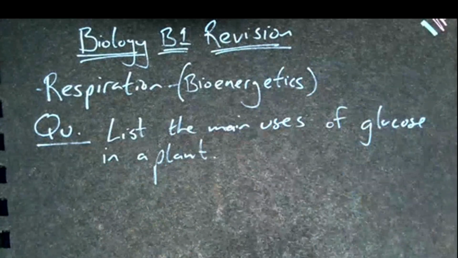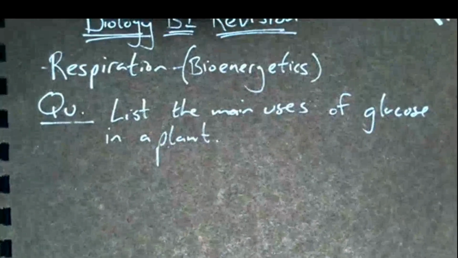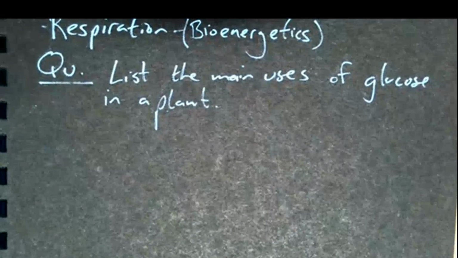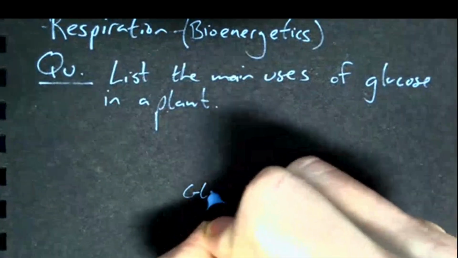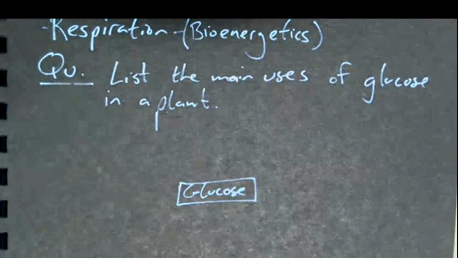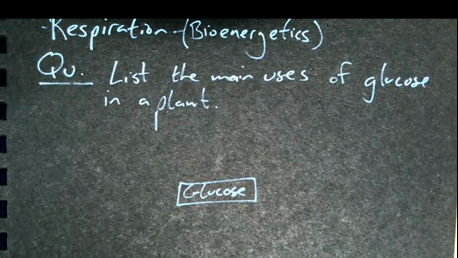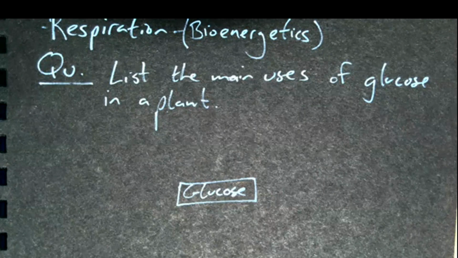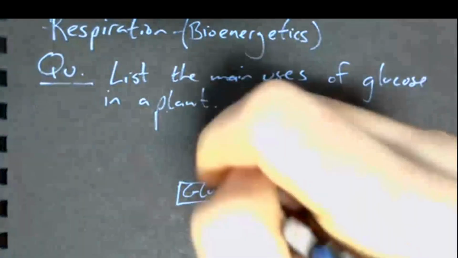Maybe you want to lay it out in a little diagram. I think my answer is actually going to be more of a mind map. So if you want to have a go, then try and have a list of as many things as you can think of that glucose is going to be used for in a plant. Okay, I'll start answering, and you can see if you can add to my answer.